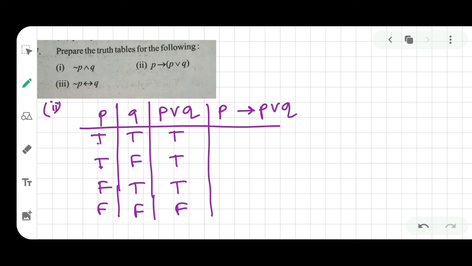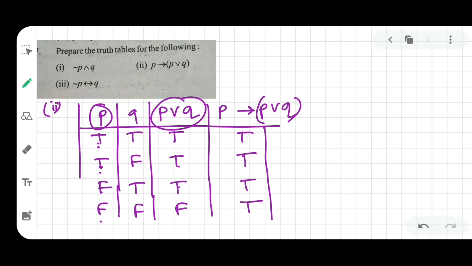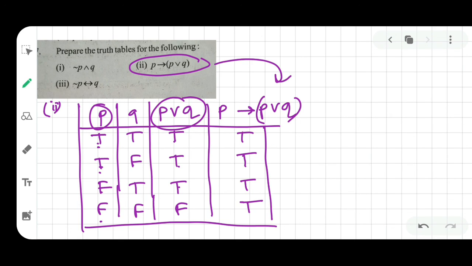So P or Q: true or true is true, true or false is true, false or true is true, and false or false is false. Then we want P implies P or Q. So true implies true is true, true implies true is true, false implies true is true, and false implies false is true. So in this way we got the truth table, and I hope you understood that this particular statement is a tautology, because you already know it, but in this particular question it was not asked.